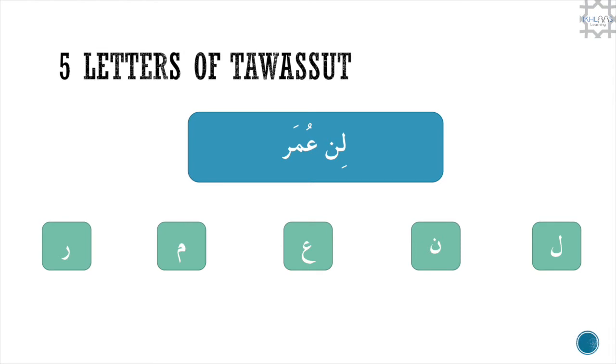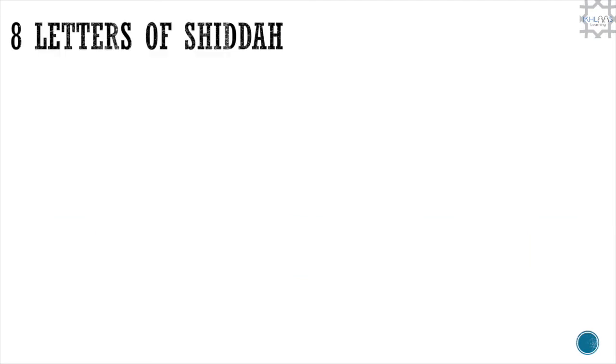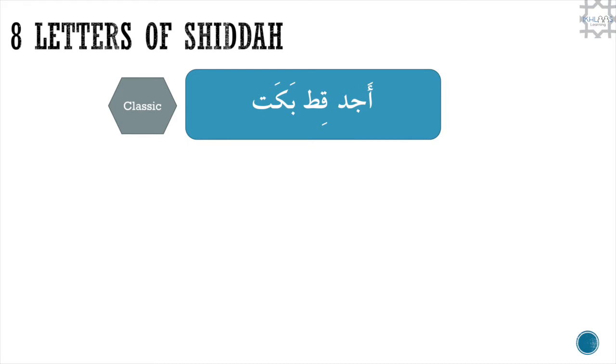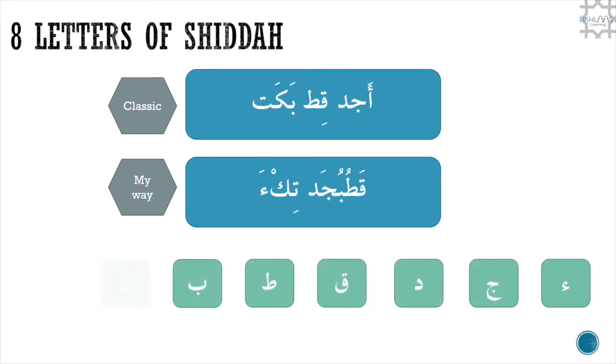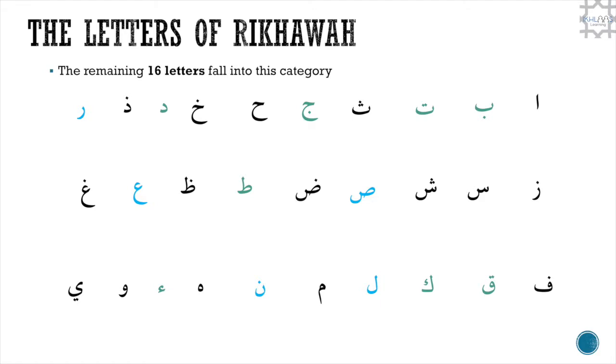There are 5 letters of tawassut, and the easy way to remember this is with the terminology LEEN Umar. The letters are Lam, Noon, Ain, Mim, and Ra. There are 8 letters of Shiddah, and there is 2 ways of remembering this: the classic way, Ajid Qitta Bakat, and the easy way, Qutubu Jad Tikka. The letters are Hamza, Jim, Dal, Qaf, Ta, Ba, Kaf, and Ta. The remaining letters, 16 letters, fall into the category of Rikhawa.